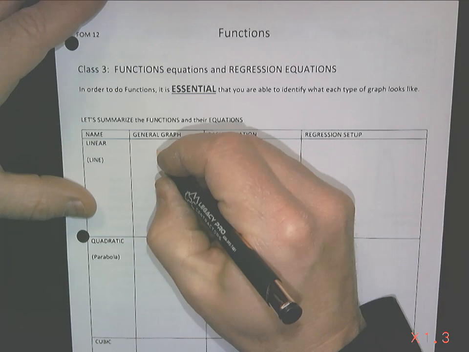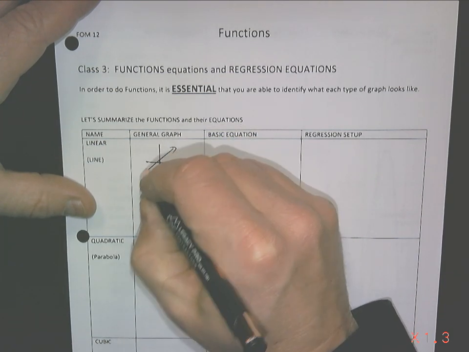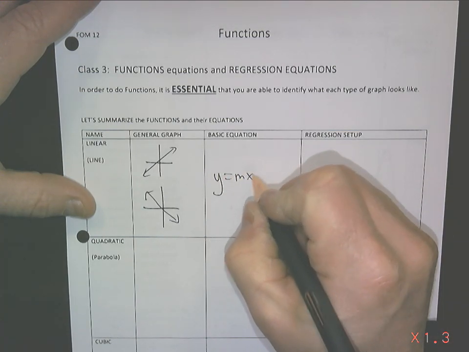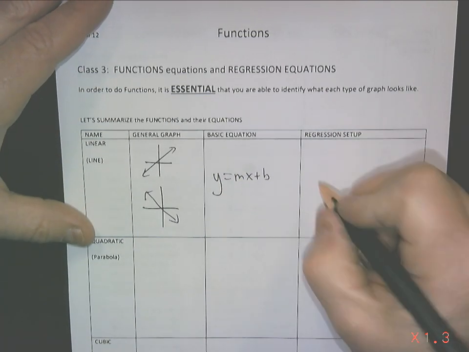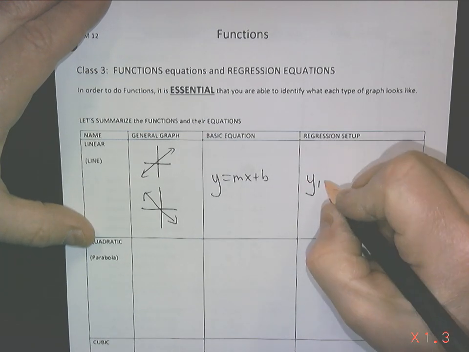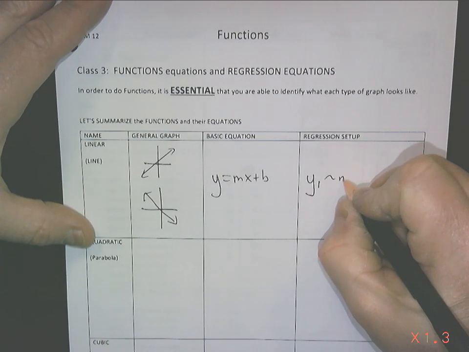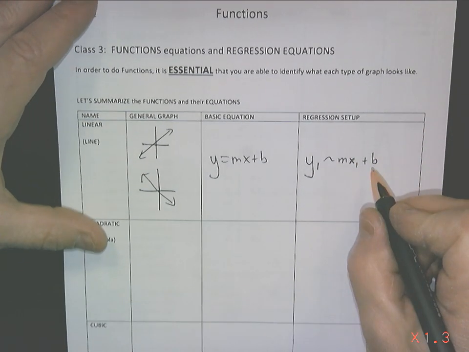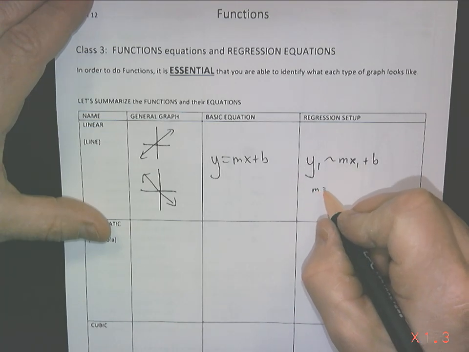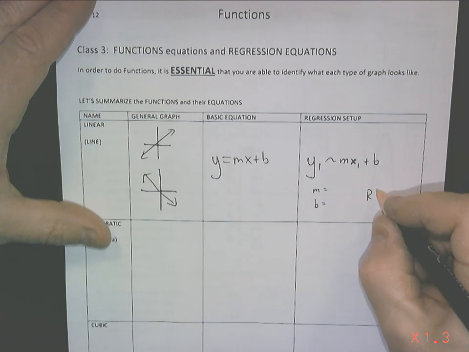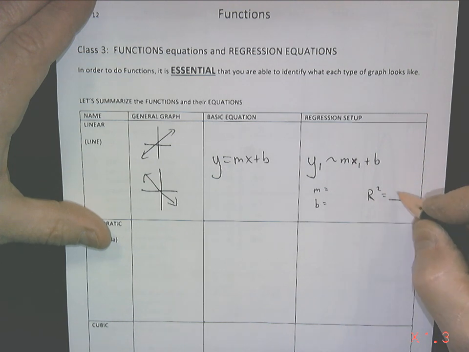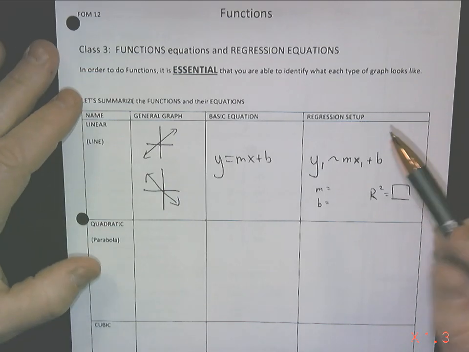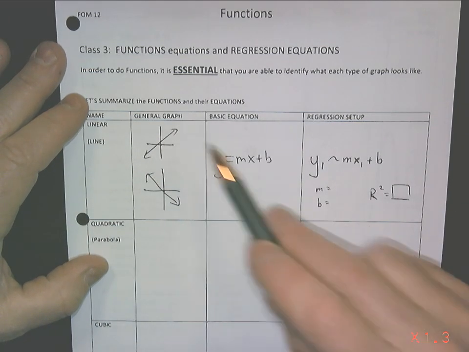So lines, you know a line is positive slope or negative slope. And the basic equation is y equals mx plus b. The regression equation, much like you did with trig, will be y1 tilde mx1 plus b. And then when you do this, the Desmos will give you an m value and a b value. It'll give you an r squared value as well. And remember, the r squared value, the closer to 1 that is, the better the data fits the shape. So you'll see in a minute, if you get a bunch of data that looks like a line, you'll use this.